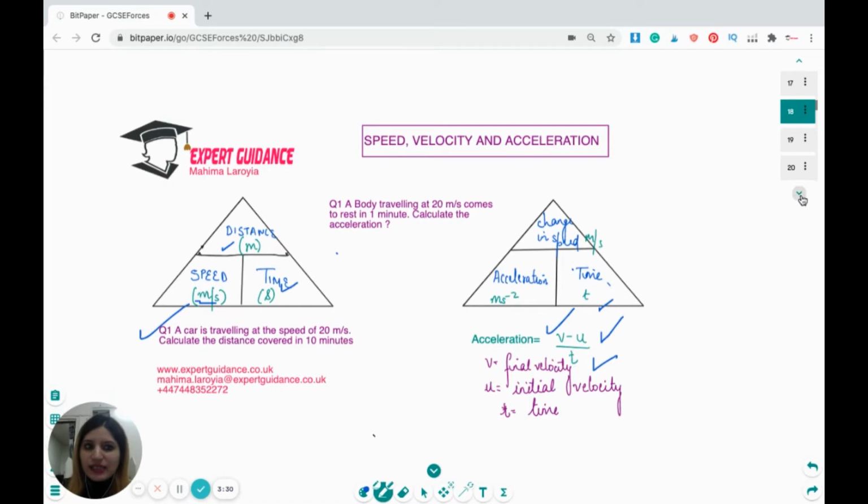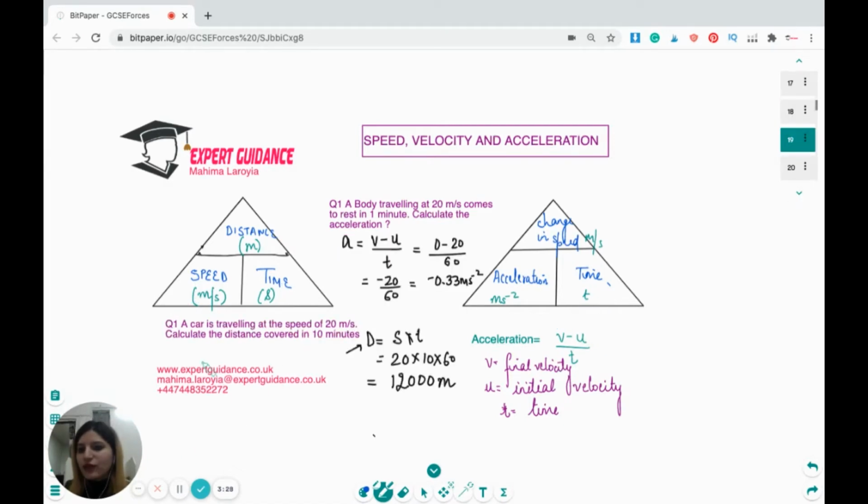All right, now let's look at the first question. They have given you the speed and the time is in minutes. But our triangle says that the time has to be in seconds. So we multiply 10 by 60 to get the time in seconds. And the formula is distance is speed times time. So we do 20 meters per second times 10 times 60, and we will get the distance of 1200 meters.